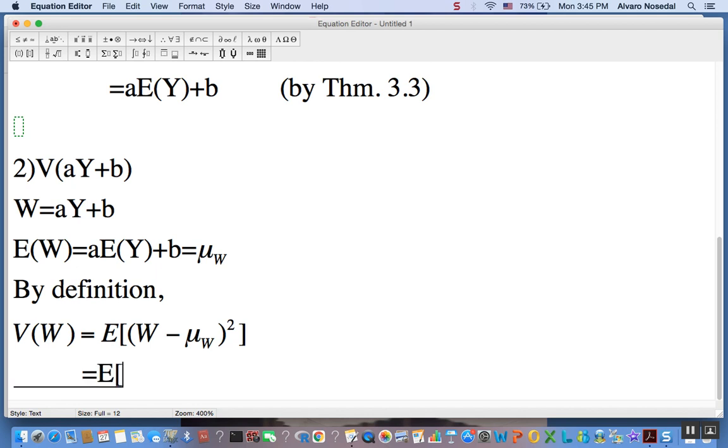Now let me expand what we have here. Let me use curly brackets to make it more readable. So w is the same as a times y plus b, right? So wherever I see a w, I'm going to just replace it with a y plus b, right? Minus. Now we know that the expected value of w, mu of w, is given by this.